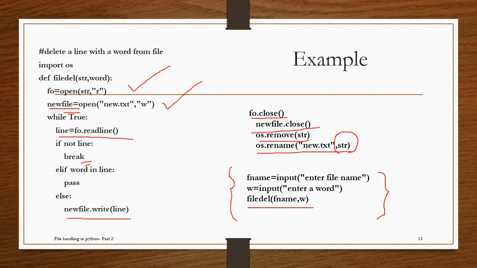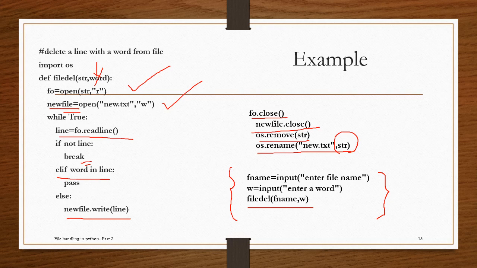How can we say that? If it is not a line, we are quitting. That means we have traversed the entire file and there is nothing to be done, so we can exit from the while loop. If the word is there in this particular line, that is, the word you asked the user to enter, which is passed to this parameter, then you are asking the Python interpreter to do nothing using the pass statement. Otherwise, if the word is not present, what you can do? You can write that particular line to the new file.